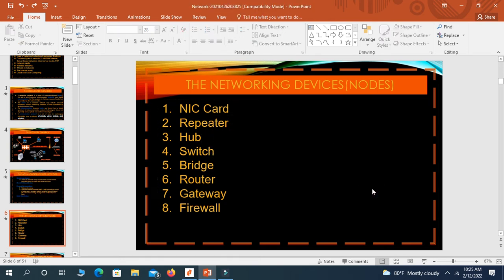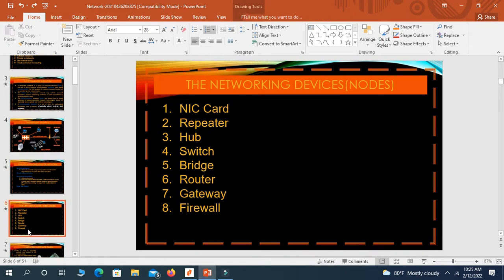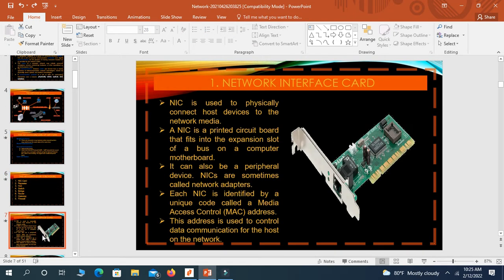If you don't know, we will talk about it. Routers we have seen, gateway and firewall. We already talked about these two terms in our previous slides. Fine. Next up we have the first component, the network interface card. The network interface card looks like this, and usually it is called NIC.